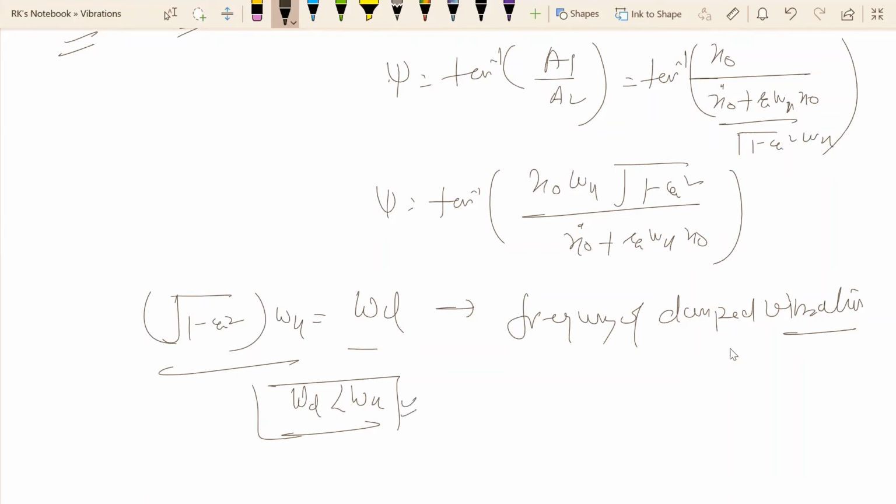So this was about the underdamped system, where zeta is less than 1. In the next lecture, we'll talk about the critically damped system, where, as we know, zeta equals 1, and we'll develop the solution for that particular situation.